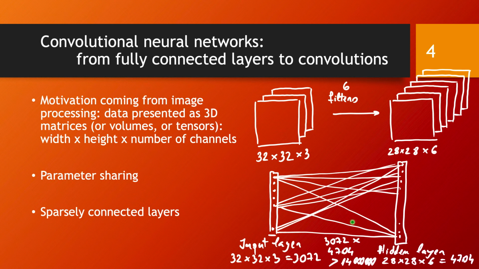So thinking about it in this way, you realize that in fact we do have 14 million parameters, but many of them are in fact shared. So the number of independent parameters, the number of parameters that we really have to estimate, could in fact be much smaller depending on how we design these connections.